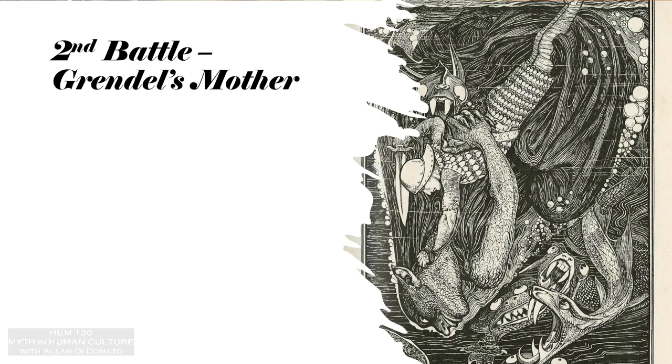The second battle follows shortly after, right? Grendel's out of the picture. People go back to celebrating and using Heorot as a party place, but it is interrupted very, very quickly by another terror that comes from the wood. This is Grendel's mother. They don't ever give a name for this character.